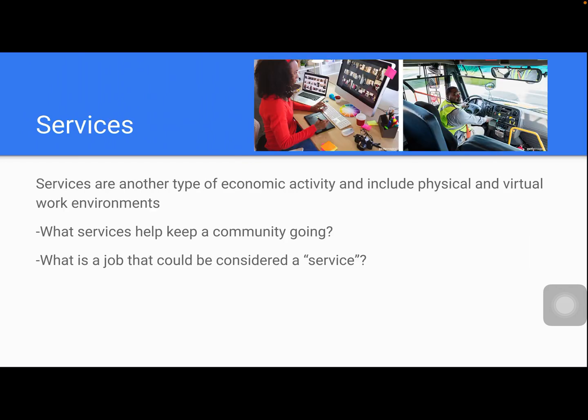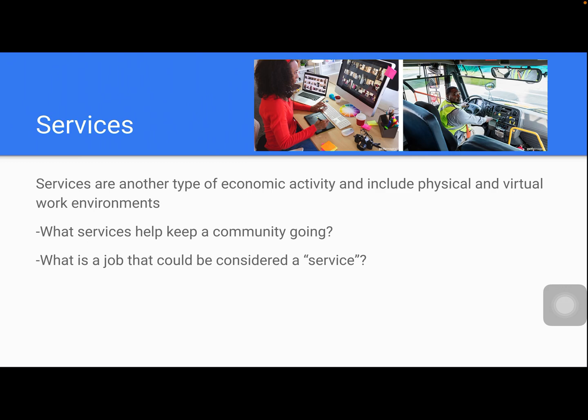Lastly, our services. Services are another type of economic activity. It's the last of our three and includes physical and virtual work environments. Think of services that are there to help other people. What are services that can keep a community going? Pause the video if you need some more time, but I think you came up with some great answers there.